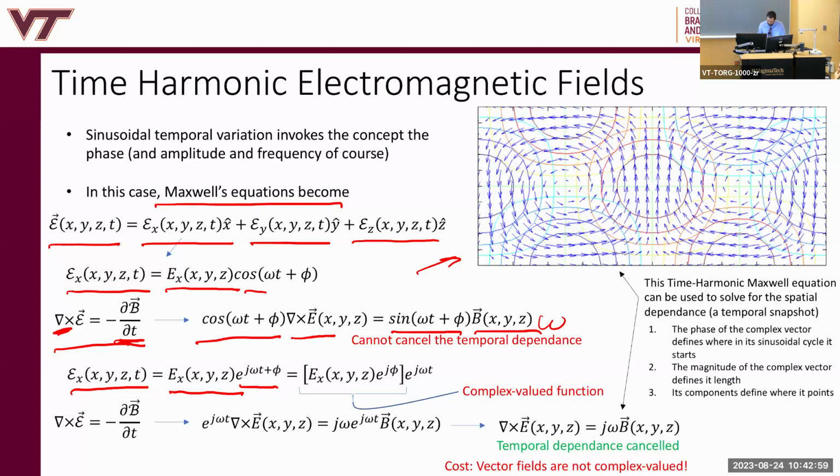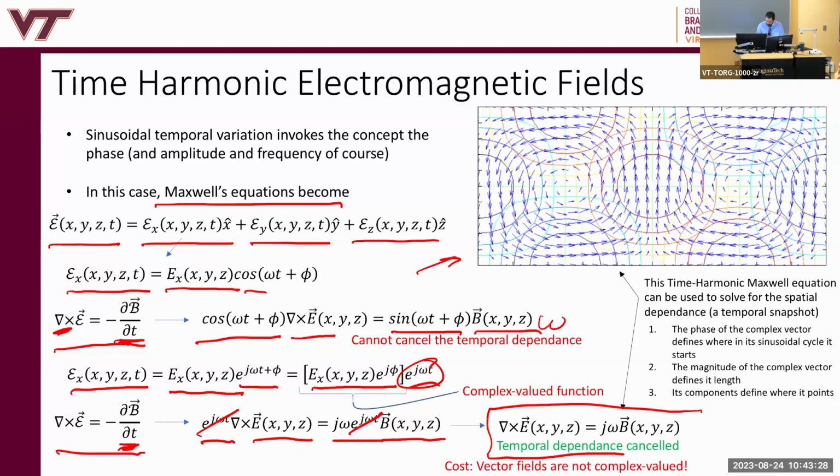So now we have Ex of x, y, z, and t times e to the j phi. We're going to get rid of the time dependence, but we're going to pay a price. But it'll be better. e to the j omega t. Curl of E minus partial B partial t. We can still factor out the temporal dependence here. We have E of x, y, z. Then we can differentiate the temporal dependence here, and we get j omega e to the j omega t. Now we can cancel the e to the j omega t's. And look what's left: a Maxwell equation which has no time dependence.